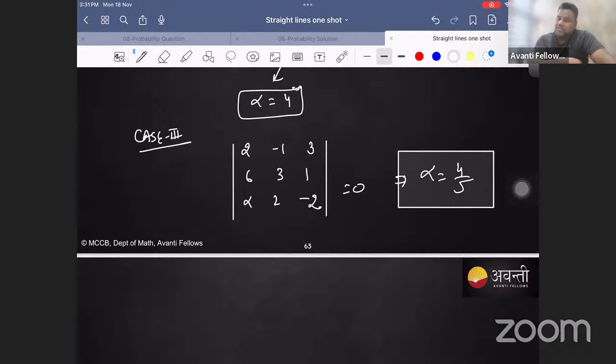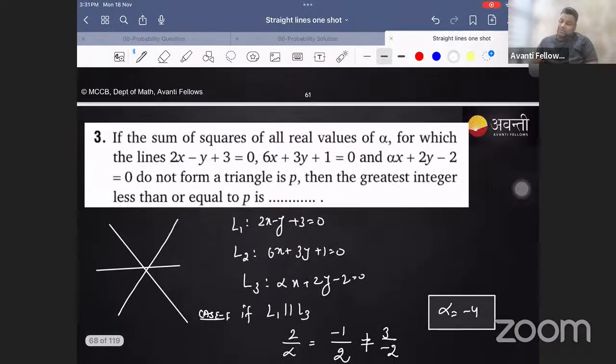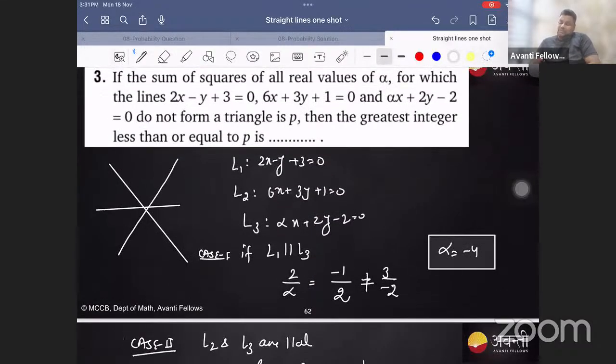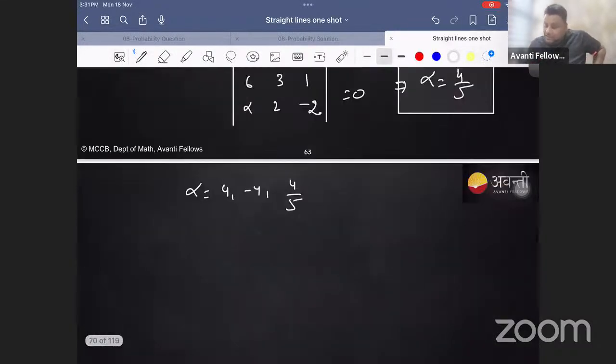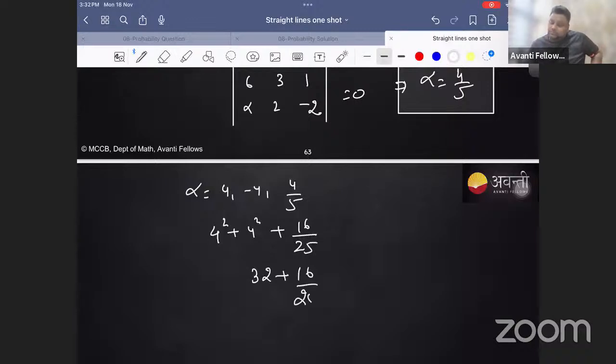Now you got three values of alpha. One is alpha 4, other is alpha minus 4, and 4 by 5. Now they are asking the sum of the squares of the values of alpha. So that is 4 square plus 4 square plus 16 upon 25. They are asking for its greatest integer, which will be 32. Fine.